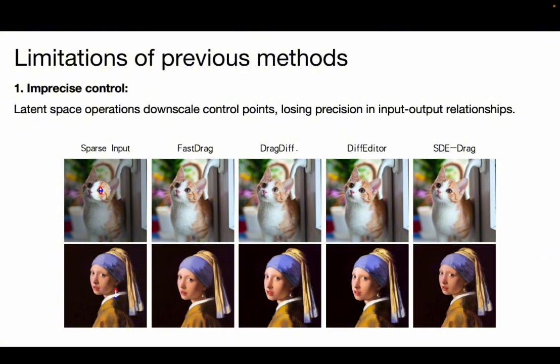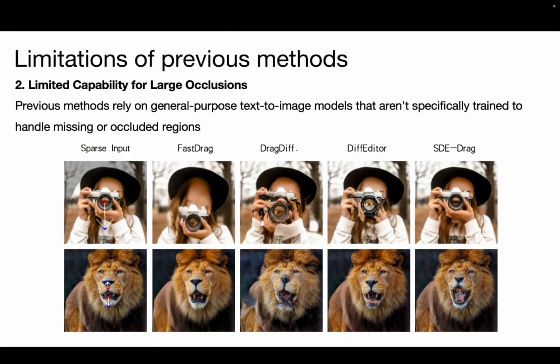The second major limitation is their limited capability for large occlusions. Previous methods rely on general-purpose text-to-image models that aren't specifically trained to handle missing or occluded regions. Here we can see 2 examples that demonstrate this weakness. In the first case, we want to move the camera to reveal the person's face that's currently hidden behind it. In the second example, we're trying to open the lion's mouth to show its teeth and inner mouth area. As you can see, all existing methods struggle with these scenarios because they lack the specialized capability to generate plausible content in heavily occluded regions.